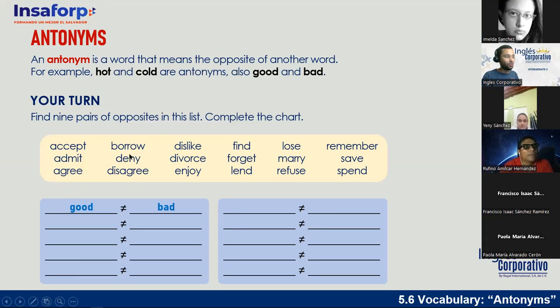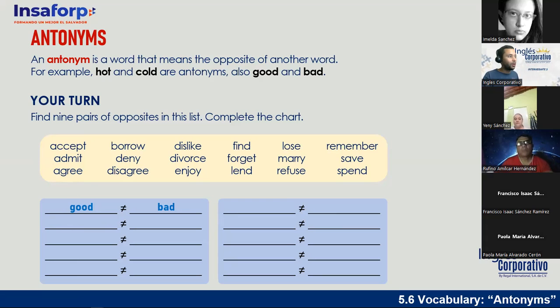Okay, so let's imagine you begin with admit. You can write admit here. You have to find the opposite of admit and so on. I'm going to form the breakout rooms now. Let's say five breakout rooms.